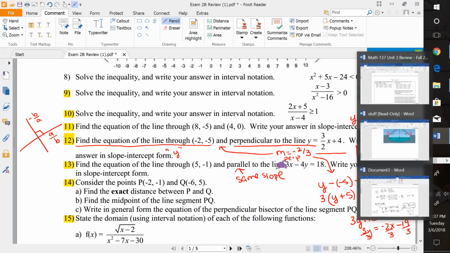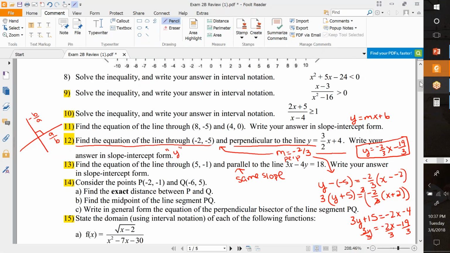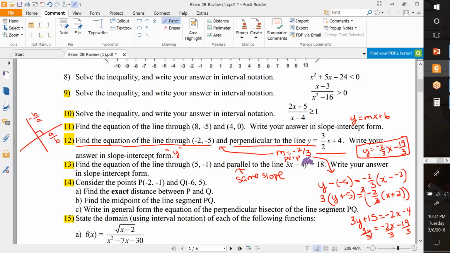So I'm going to copy this one onto a new screen, at least the main information. So we have 5, negative 1 as the point. And this is for number 13, I think. And the equation was 3x minus 4y equals 18. So we want to be parallel to 3x minus 4y equals 18. I have the memory of a goldfish. Yep, that's right. Okay.